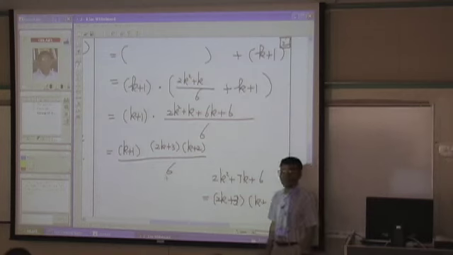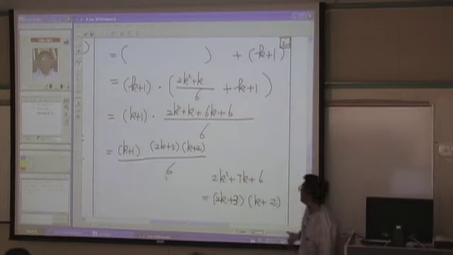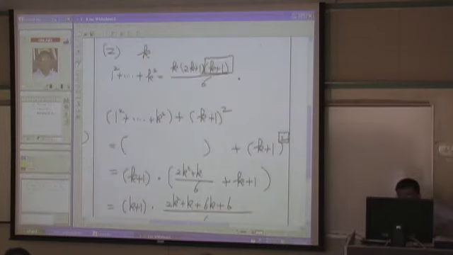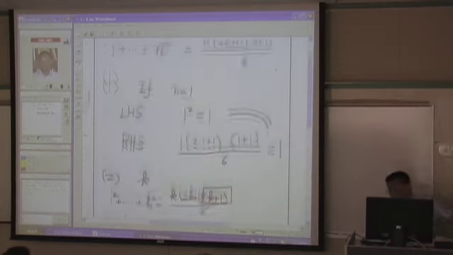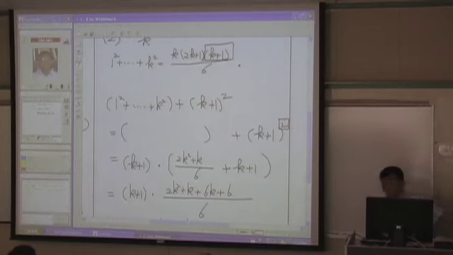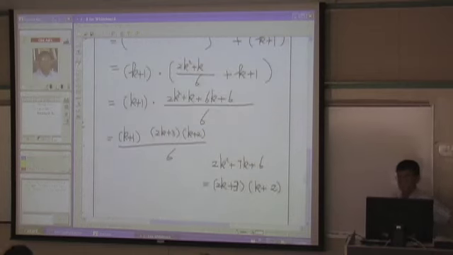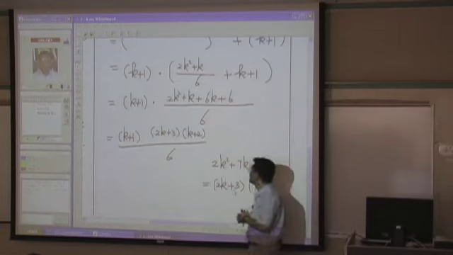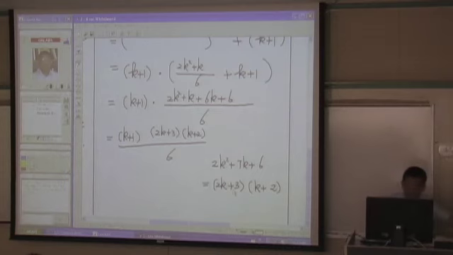Yes? Can you go back to the top of the page? Excuse me? Can you go back to the top of the page? About here? Or way high? Oh, no. Yeah. So please check whether you follow everything up to this point or not. Then I will rewrite it.